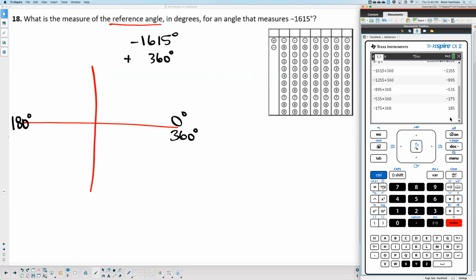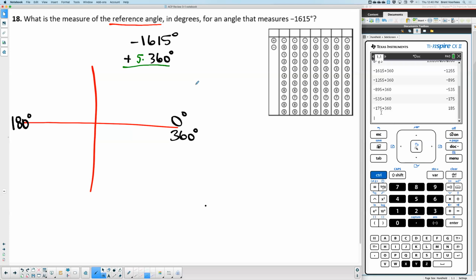It's negative. It's not between 0 and 360. It's just easier. I added it 5 times: 1, 2, 3, 4, 5. So just for the sake of the video, I did this 5 times. We added 360 5 times, and we got as our answer 185.